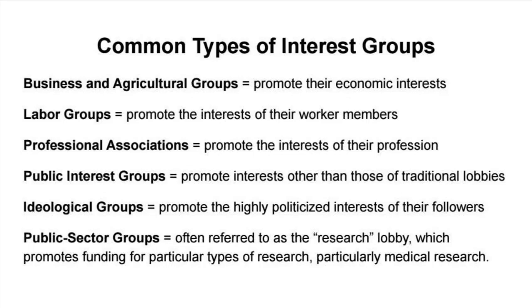Now, common types of interest groups. You have business and agricultural groups promoting their economic interests. You have labor groups promoting their workers' interests. You have professional associations promoting the interests of their profession. Sometimes these are one and the same. Other times you have the labor side and the business side of the same topic. Public interest groups promote interests other than those of traditional lobbies. So you might have a public transit interest group promoting more spending on public transit in major cities.